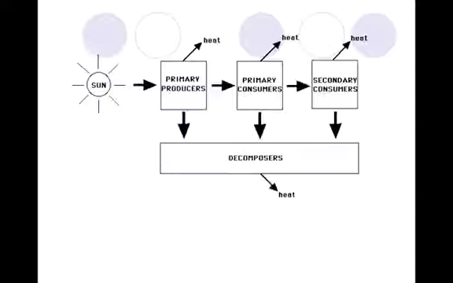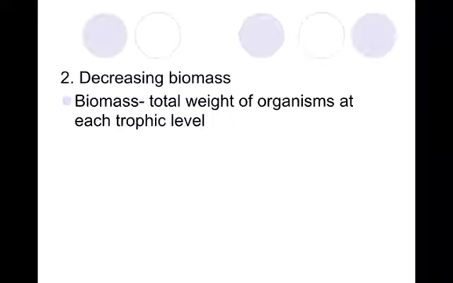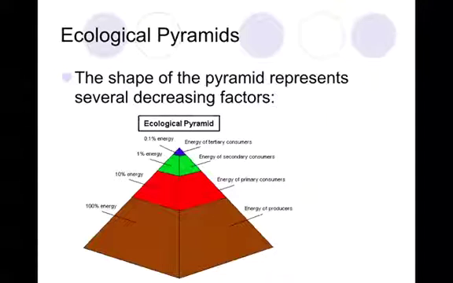The second decreasing factor that is shown is the decreasing biomass. Biomass is the total weight of an organism at each trophic level. So if we go back up at our bottom level, our producers, we have the most biomass because we have the most of them to make their own energy. At the tertiary consumers, we have the least of them. Why do we have the least number of them?